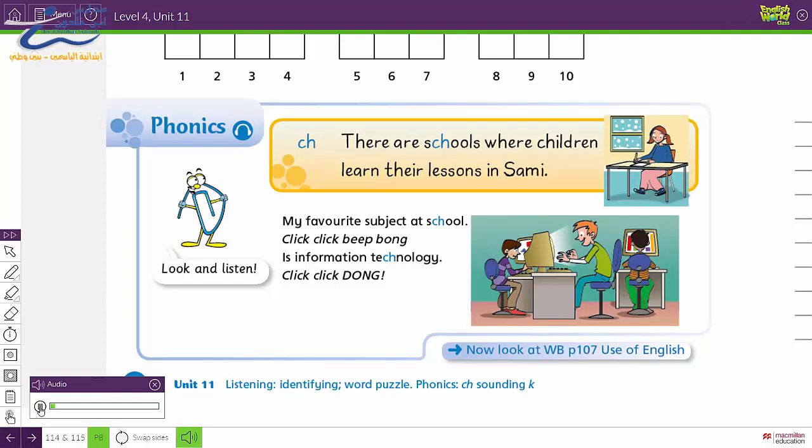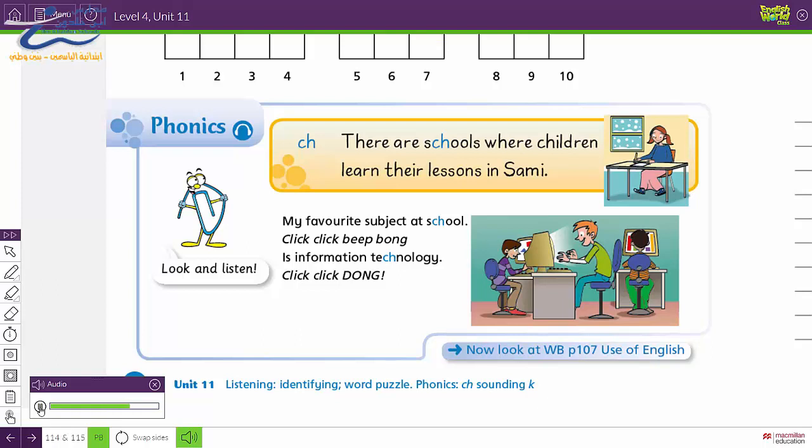Pupils Book, Unit 11, page 114. Phonics. Look and listen. K. There are schools where children learn their lessons in Sami. K. There are schools where children learn their lessons in Sami.